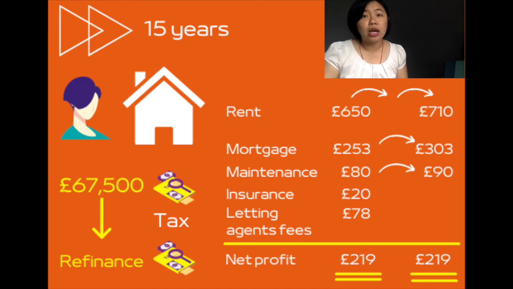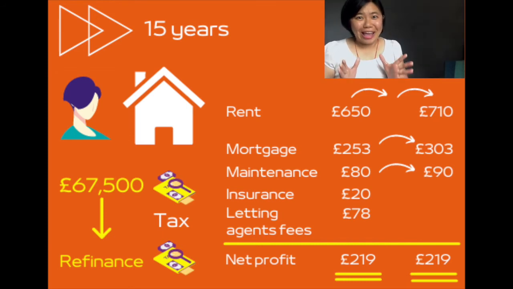Now, Kim can go back to the bank and say, "Hey bank, the house has now gone up in value. Can I re-borrow 75% based on the new value?" The bank will say, "Of course you can. You just have to pay a bit more mortgage." But that's fine because the increased rent will pay for it. So let's look again at the numbers. Let's assume that the mortgage now goes up to £303 a month.